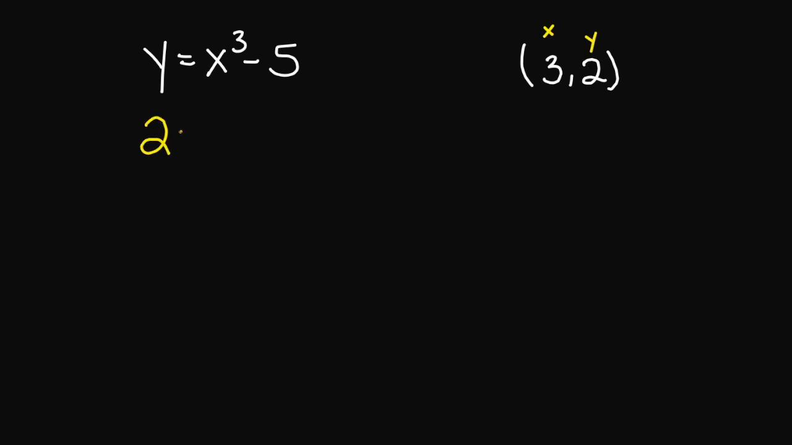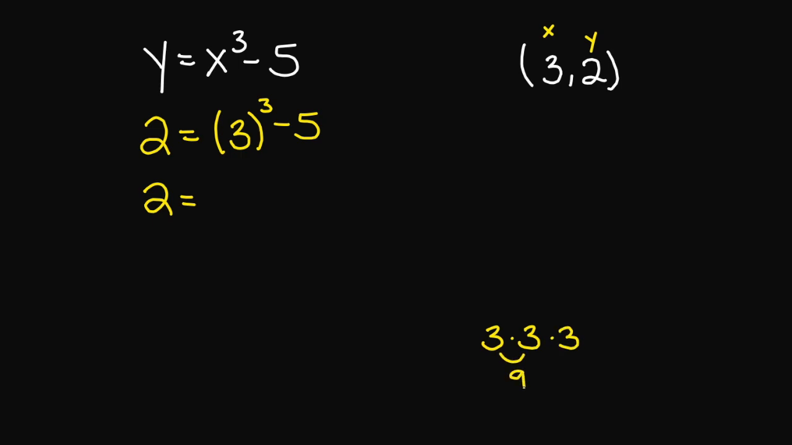So let's say we had y equals x cubed minus 5. And my ordered pair here was 3, 2. And let's say this is my x and my y here. So you're going to do 2 equals 3 cubed minus 5. And my left side here, you're going to get 2. And then your right side, 3 cubed. So you have 3 times 3 times 3. 3 times 3, this is 9. 9 times 3, this is going to give you 27. So 3 cubed is 27 minus 5.